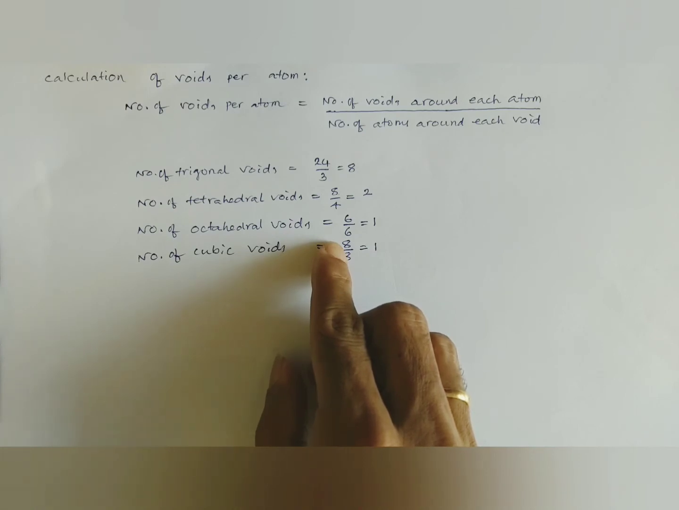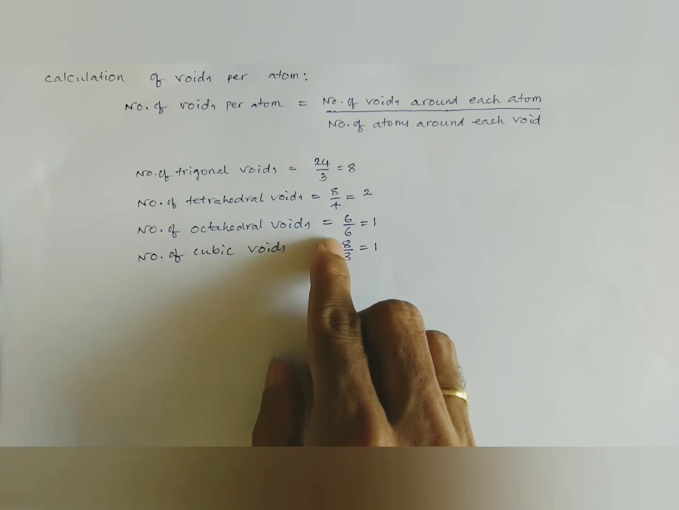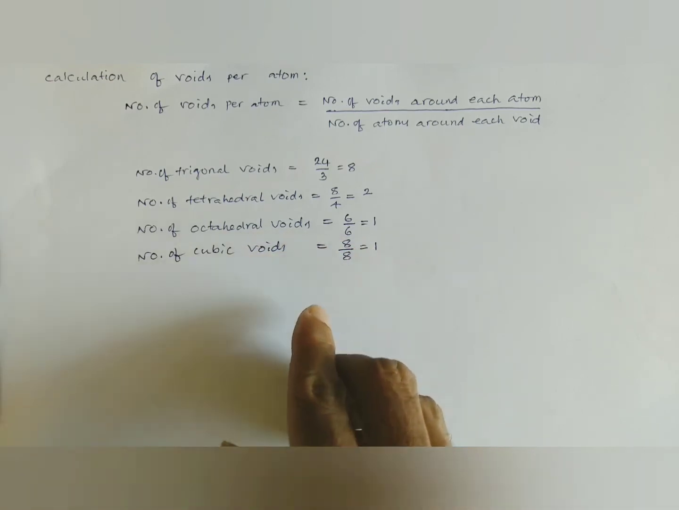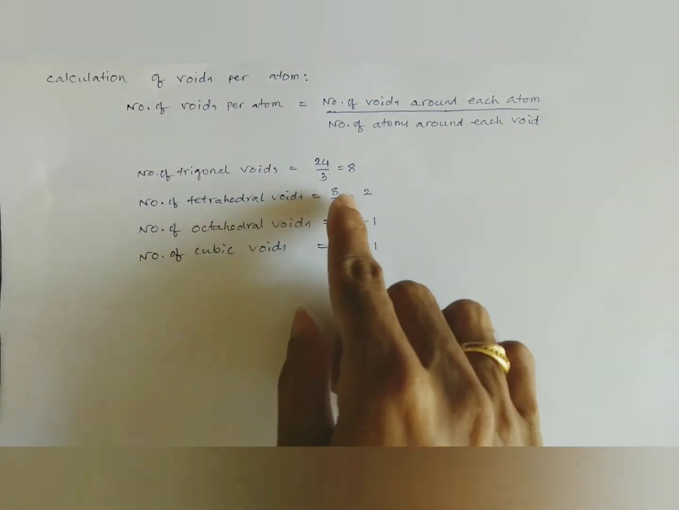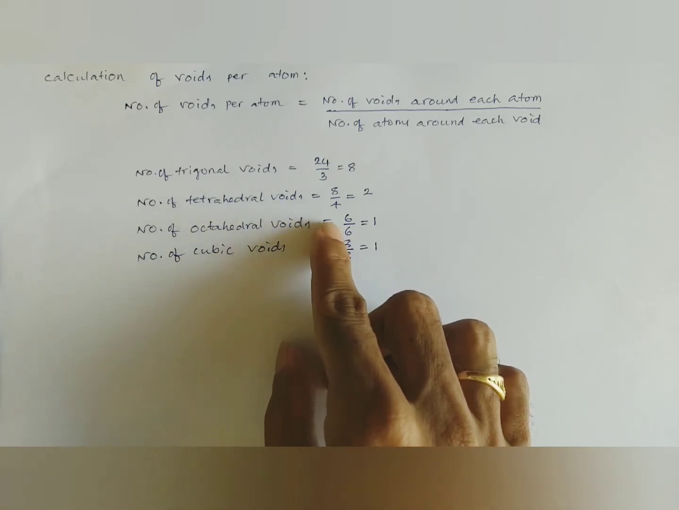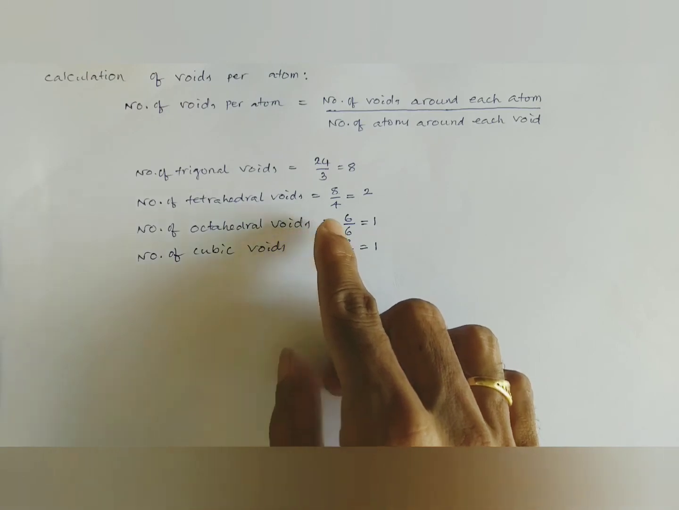So one atom in the corner is surrounded by 8 body-centered atoms of other unit cells. So the number of octahedral voids around each atom is equal to 8. So 8 by 8 is equal to 1. If you are not clear with this calculation, then you can follow the topic location of tetrahedral and octahedral voids, where I have explained by using the diagram.